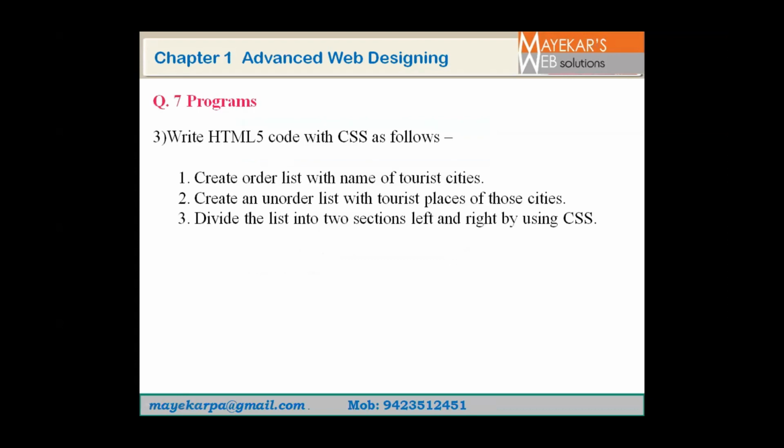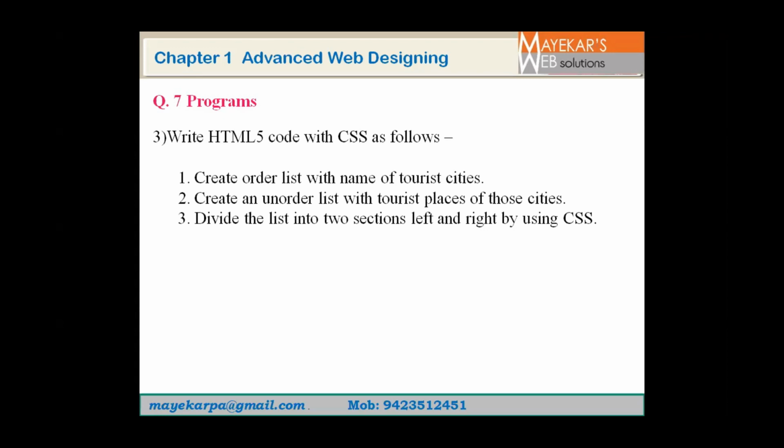Now the question number 3. Here is: write HTML5 code with the CSS as follows. Create an ordered list. The specifications are: create an ordered list with names of tourist cities, create an unordered list with tourist places of those cities, and divide the list into two sections, left and right, by using CSS. Okay, so here three specifications are given. In the first specification, you have to create an ordered list with the tourist cities, and in the second list, you have to create an unordered list and you have to place tourist places of those cities.